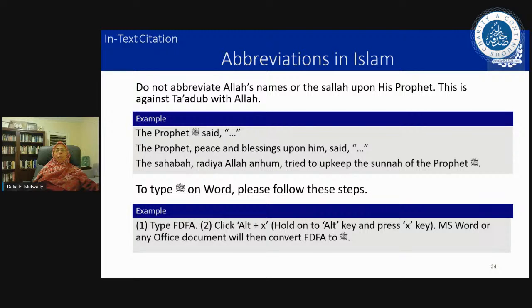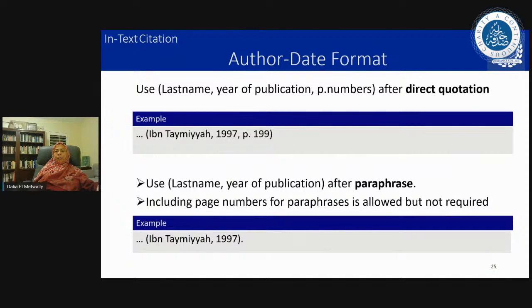Now, if you have your cameras on you, you can certainly take a picture of this slide, because the way you write sallallahu alaihi wasallam on Microsoft Word, and it's just on Word, is you type FDFA in capital letters, hold Alt+X at the same time, then give a space and it will automatically turn into sallallahu alaihi wasallam. We've got similar macros for Jalla Jalaluh and for the word Allah, but we don't have anything for radiallahu anhum. So that is just a little bit of advice here.